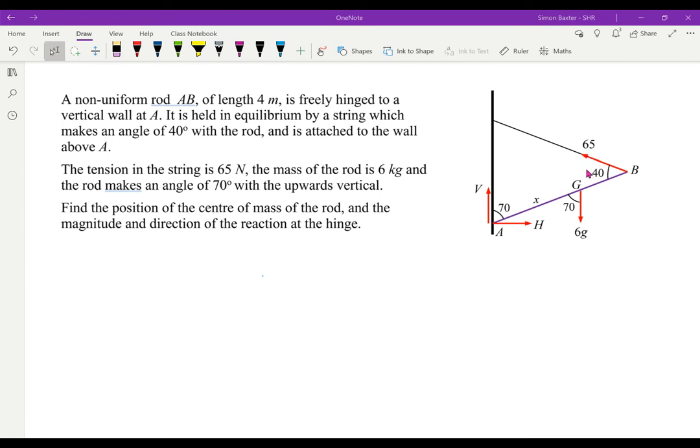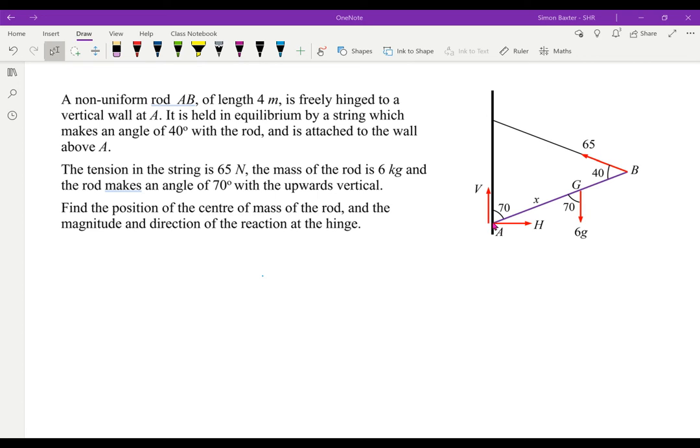The mass of the rod is 6 kilograms, so its weight is 6g, but we were told that it was a non-uniform rod. We cannot assume that the center of gravity is in the middle of the rod, so I've put AG equal to x. We're told that the rod makes an angle of 70 degrees with the upwards vertical. Therefore, the weight will make an angle of 70 degrees with the rod. Find the position of the center of mass, so we've got to find x, and the magnitude and direction of the reaction at the hinge.